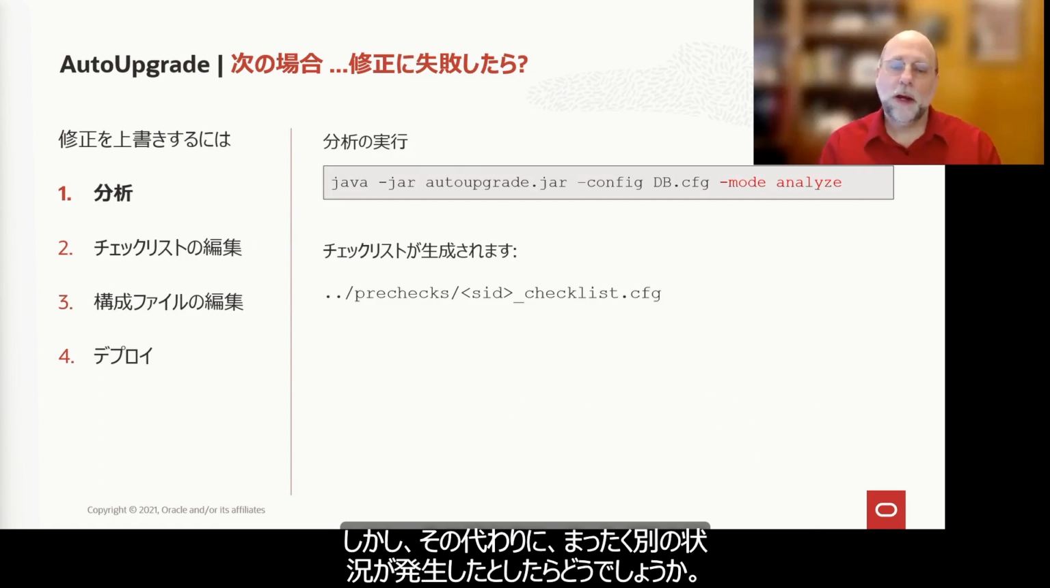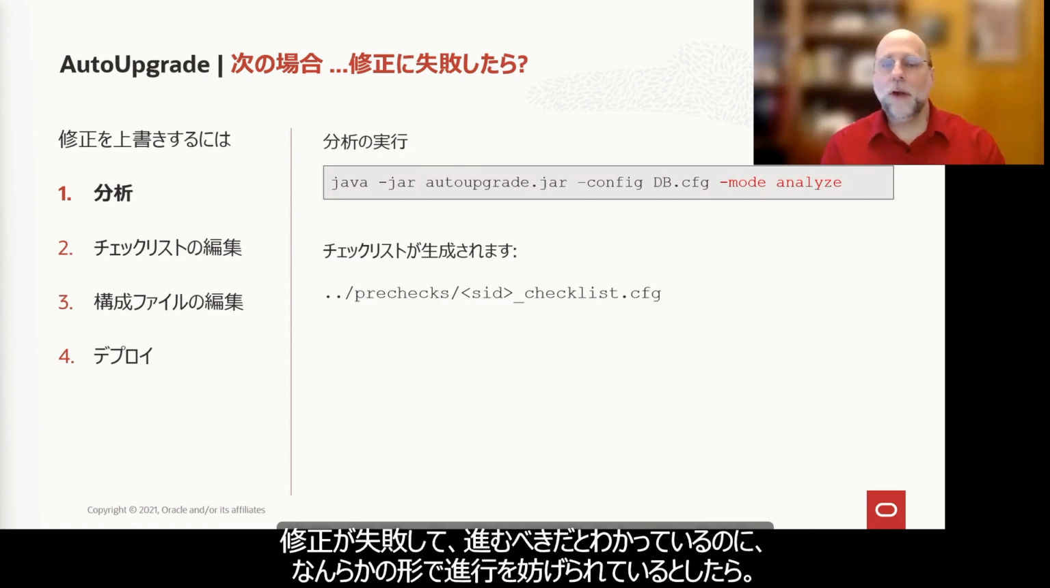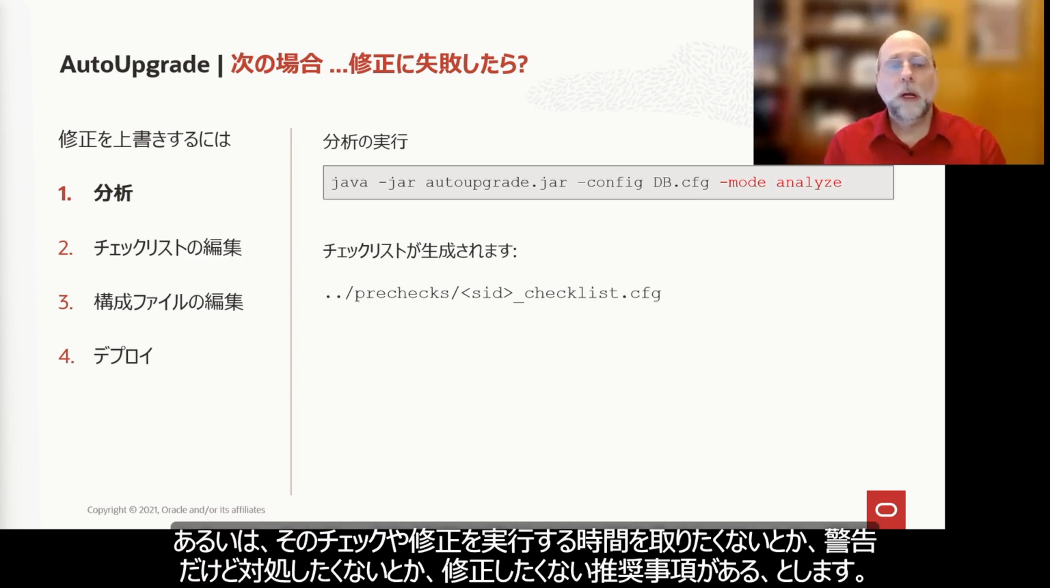What if instead you've got a completely different situation here? What if a fix-up fails and is somehow blocking you from proceeding when you know it should go forward? Or let's say you just don't want to take the time to run that check and that fix-up because as far as you're concerned, it was a warning, but you're not going to deal with it, or a recommendation that you don't want the fix-up applied.